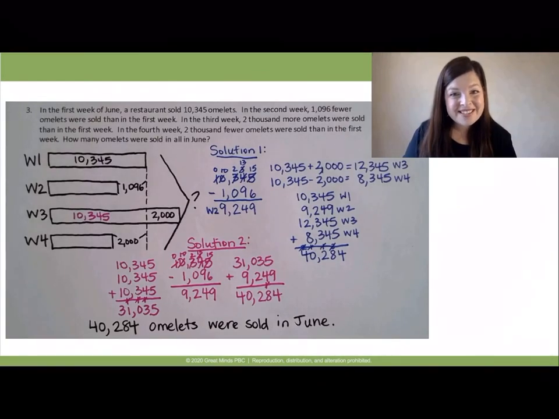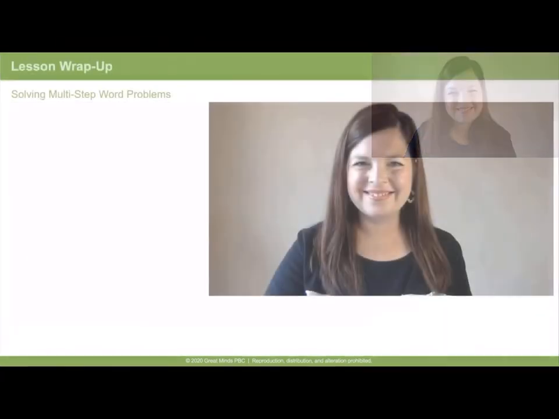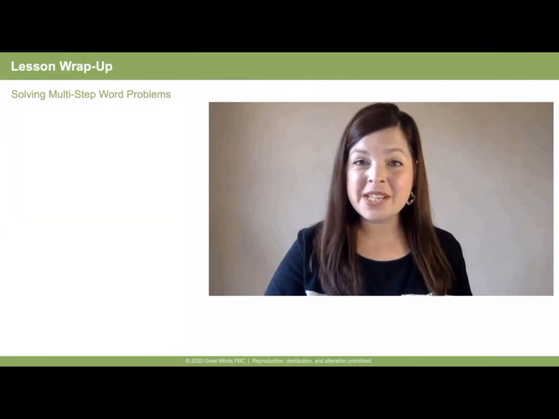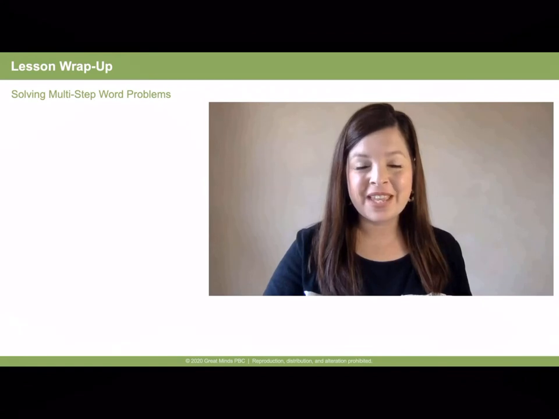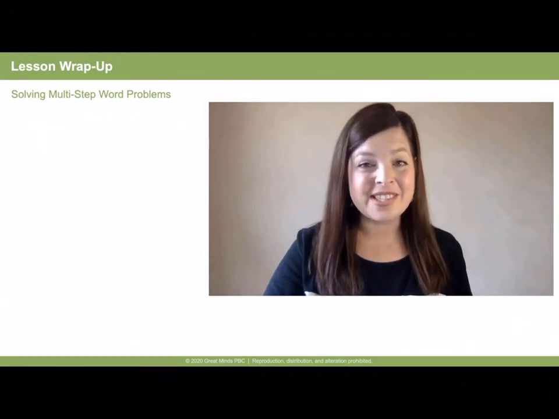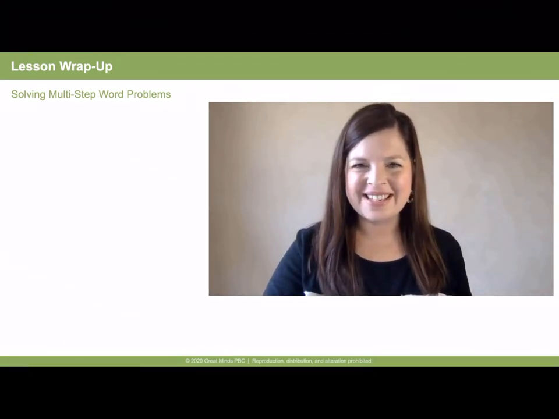Great job today, friends. Today, we solved multi-step word problems, and we thought about the reasonableness of our answers.